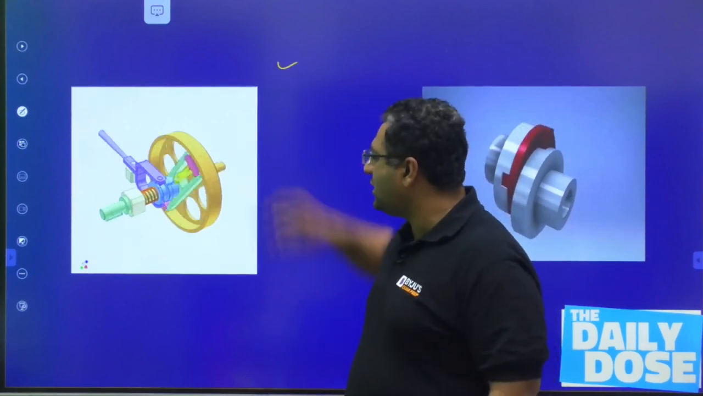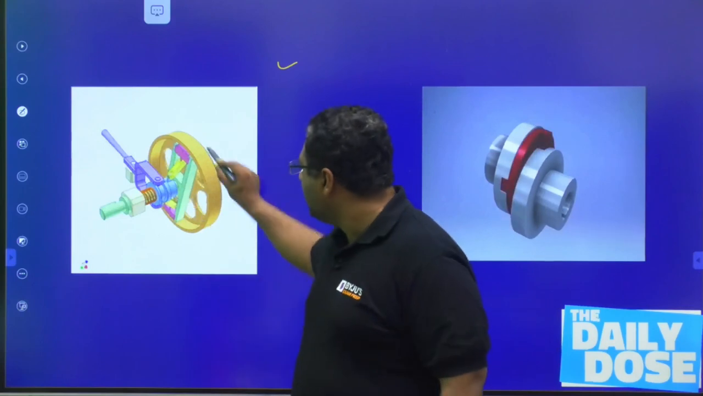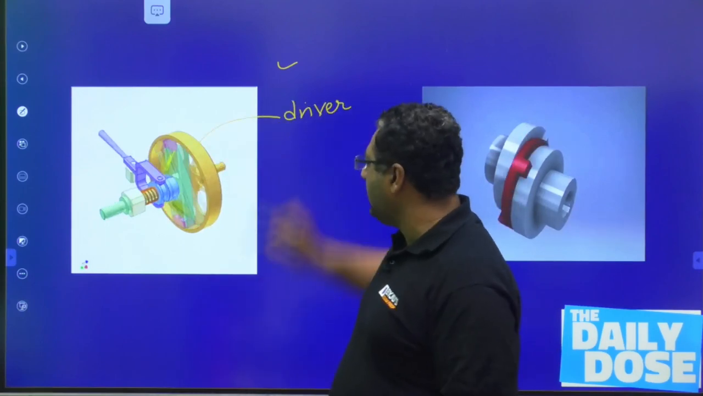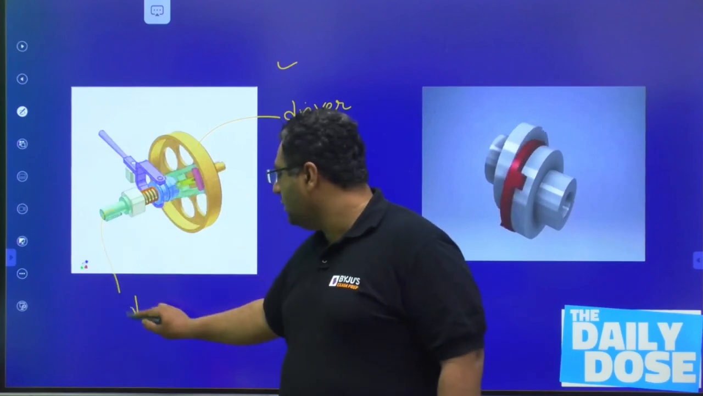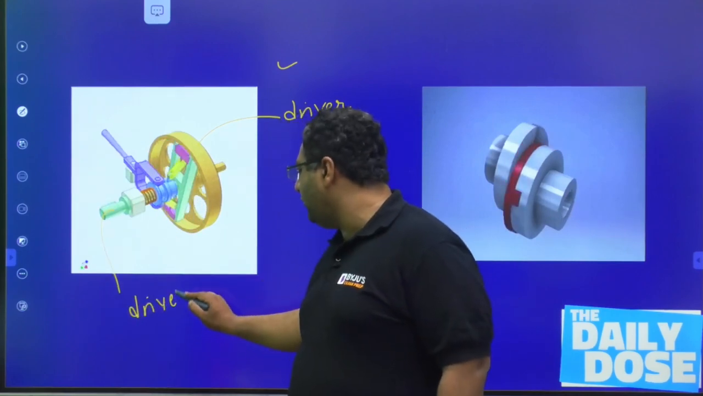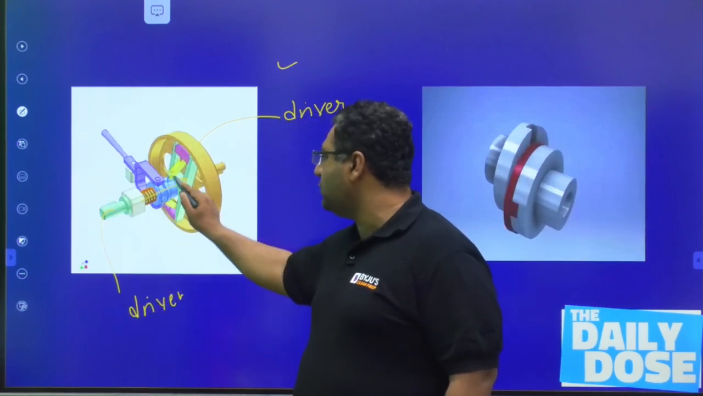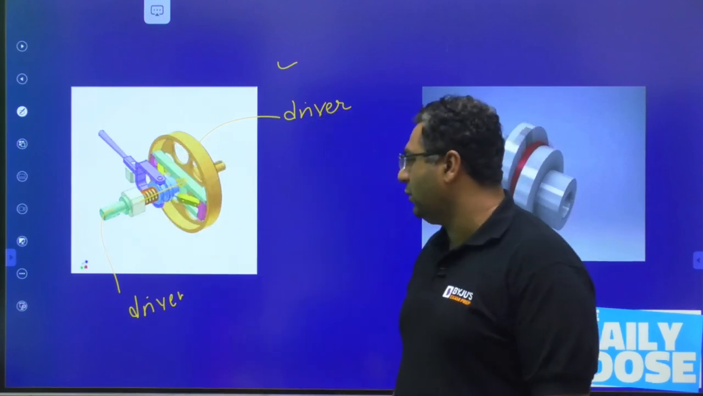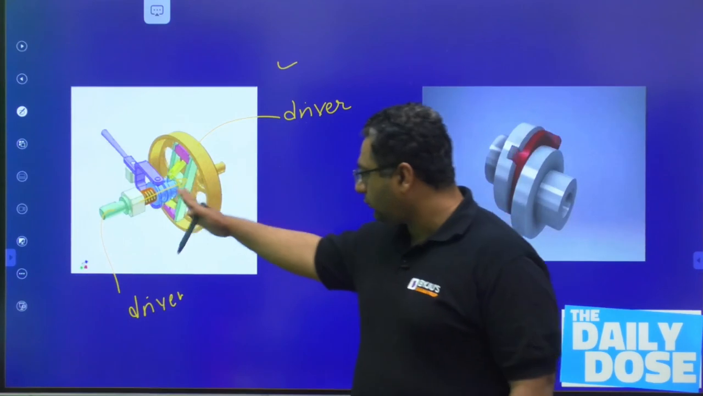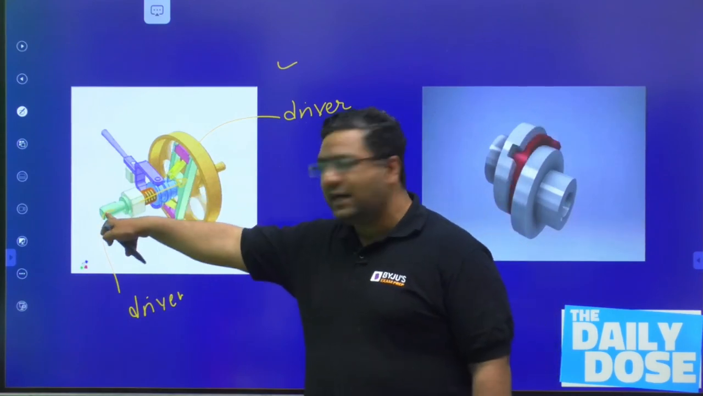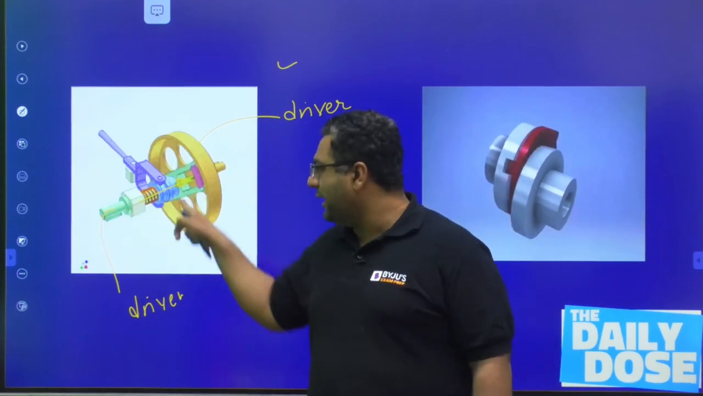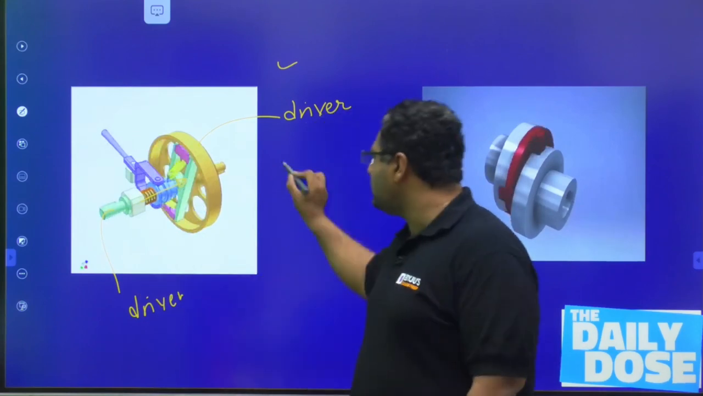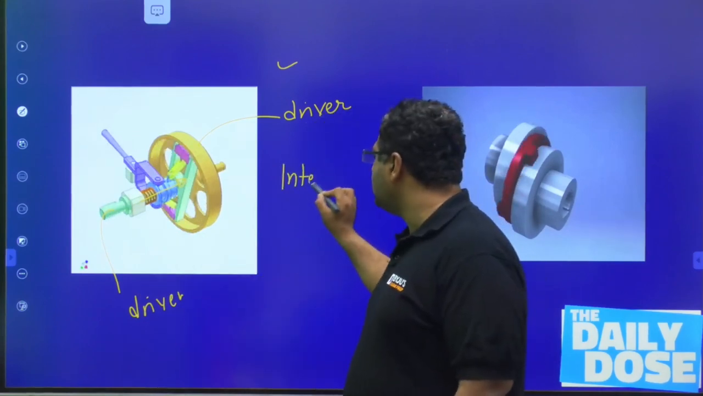If you see, this is the clutch. You can see this driver, which is related to the flywheel, is always rotating. This is driven. This is only rotating when this clutch is in engaged position. When this will be disengaged, this will not rotate. You can see that. So in disengaged position, it is at rest. It is moving, but in engagement, this will also start moving. The motion is getting transferred. So this is what is said to be the intermittent service.